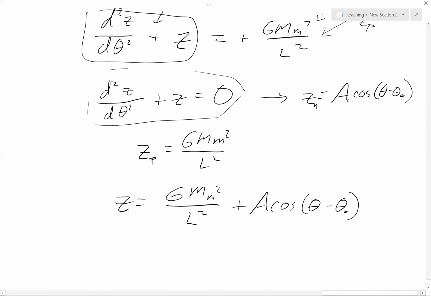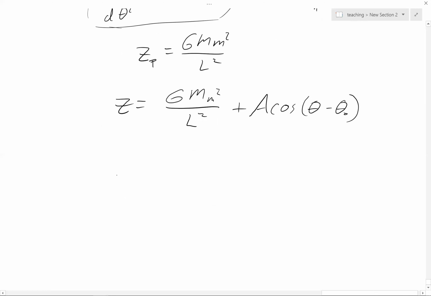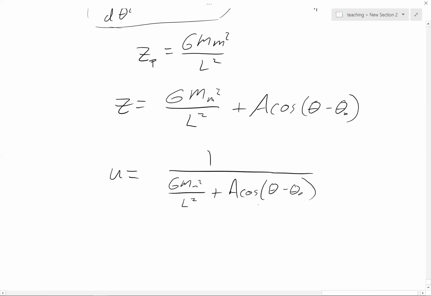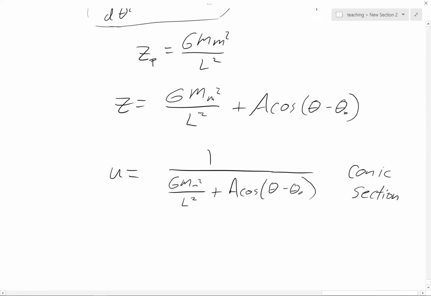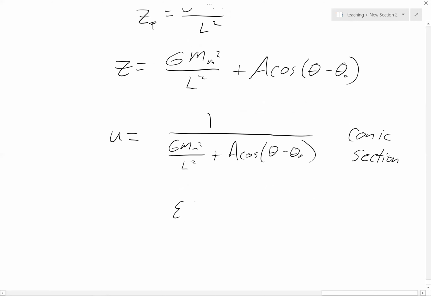So I get z in general looks something like gm m squared over L squared plus a cosine theta minus theta naught. And so u, which is what I actually cared about, u is 1 over gm squared over L squared plus a cosine theta minus theta naught. Boom. So sure enough, this is a conic section. So exactly which type of conic section will depend on A. So the eccentricity would be A divided by gm squared over L squared.